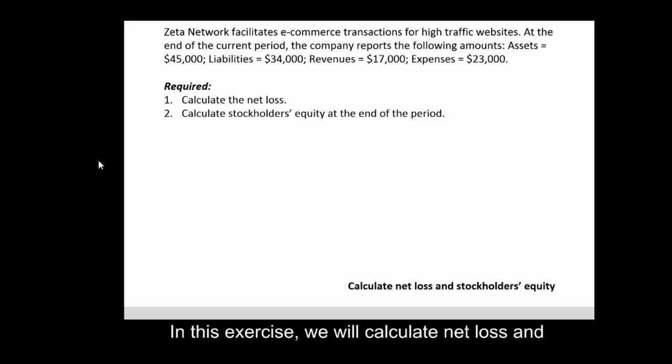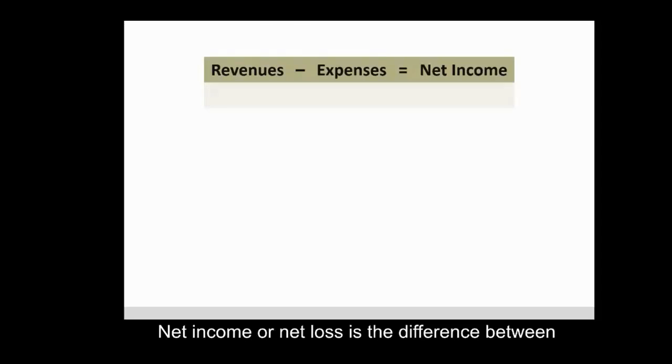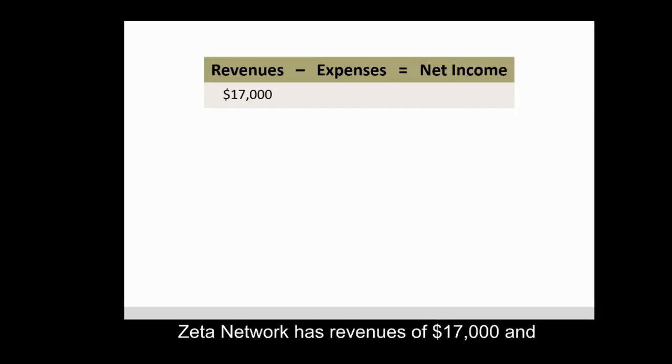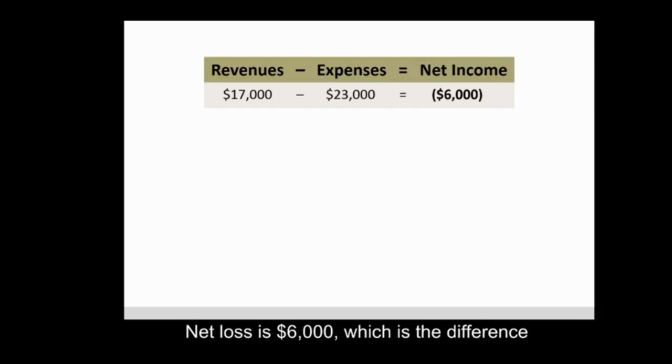In this exercise, we will calculate net loss and total stockholders' equity. In Requirement 1, we calculate the net loss. Net income or net loss is the difference between revenues and expenses. Zeta Network has revenues of $17,000 and expenses of $23,000. Net loss is $6,000, which is the difference between the two amounts.